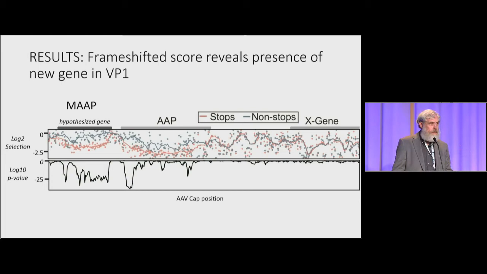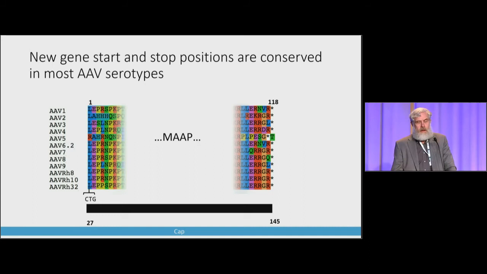Then we wanted to ask whether that open reading frame is preserved in other serotypes. So here listed on the left are all the AAV serotypes that we looked at, and you can see it has this same CTG, which is an unusual start codon.